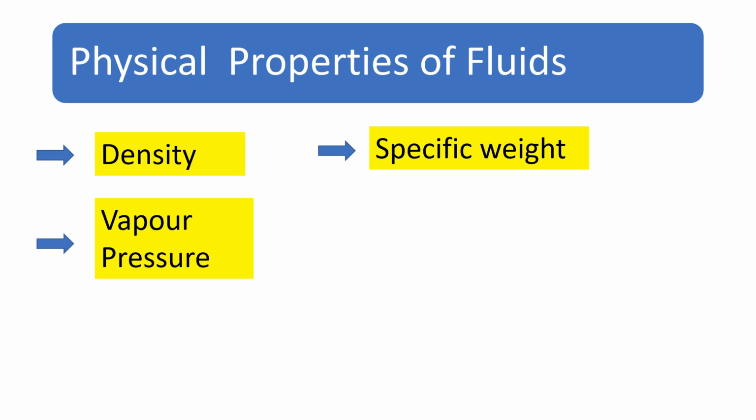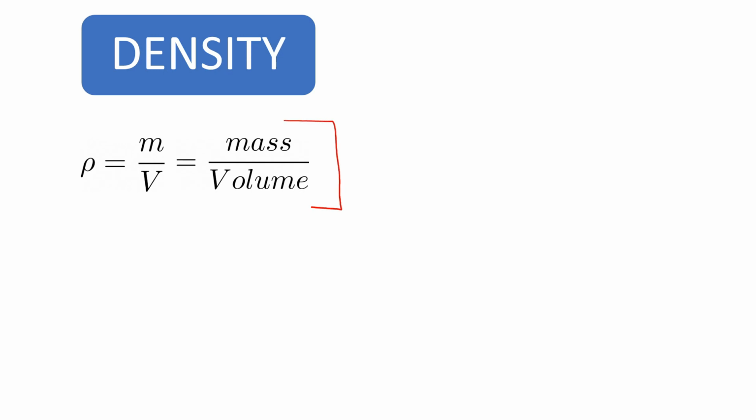So what are the various physical properties of fluids? Some of the important physical properties of fluids are density, specific weight, vapor pressure, and viscosity. There are other physical properties, but let us discuss the first four properties in detail. So what is density of a fluid? Density of a fluid is defined as mass by volume, that is M by V.